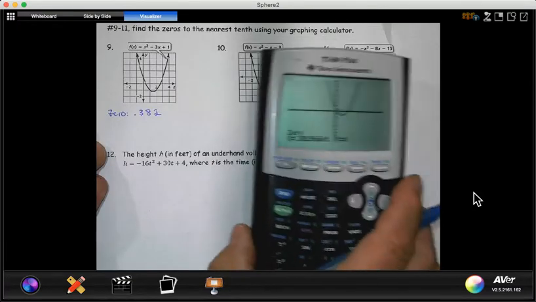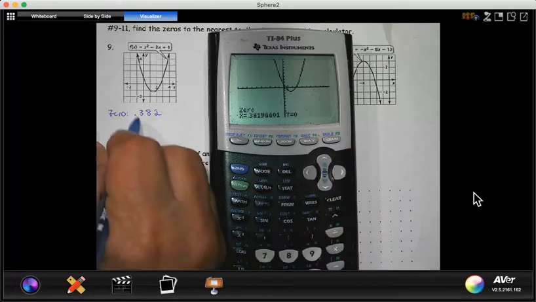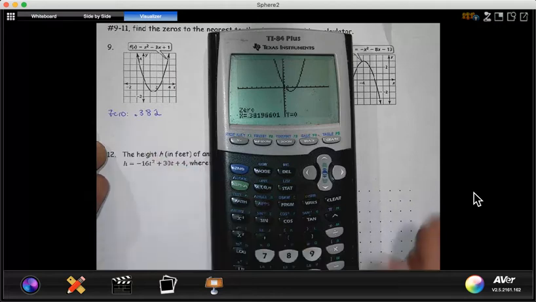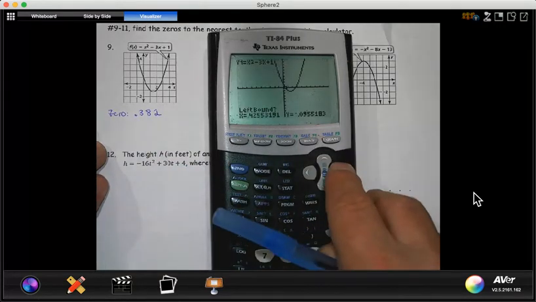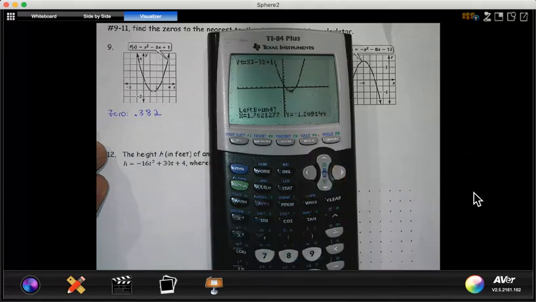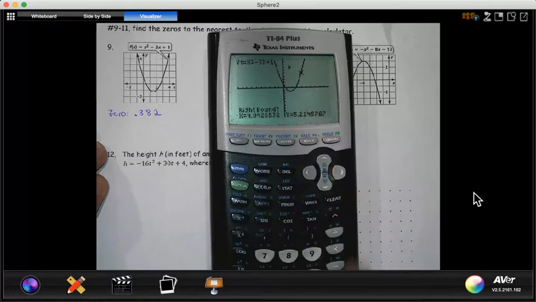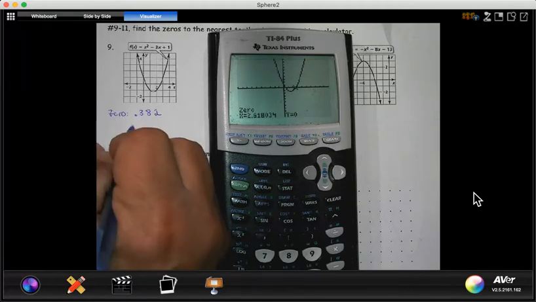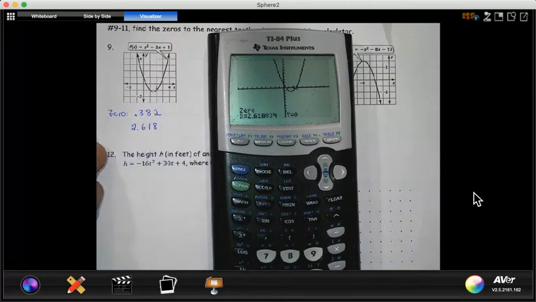Round to the tenths. So 0.4 then. We'll go 3 decimal places. Tenths is just 1, so 0.4. And then we'll do the other one, second calc 0. Move the cursor to the left, hit enter, move your cursor to the right, hit enter, 2.618, which is 2.6.